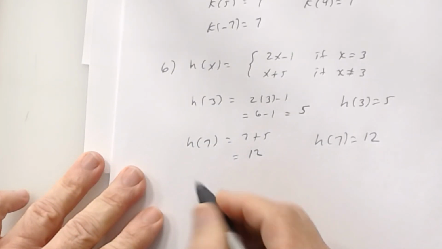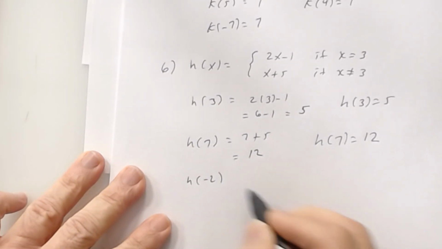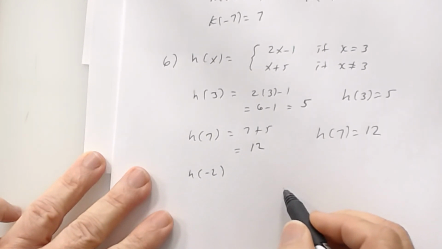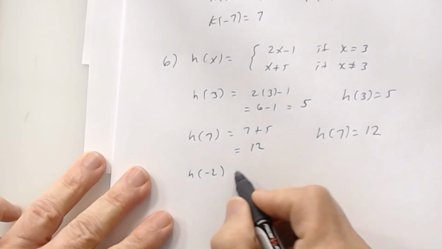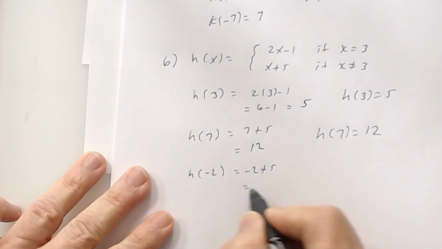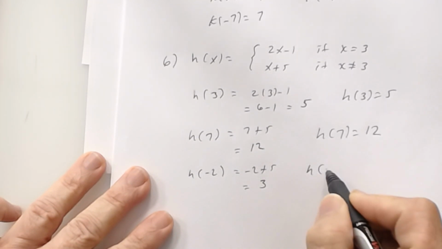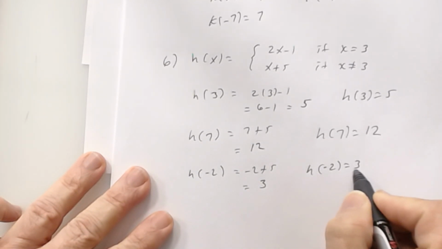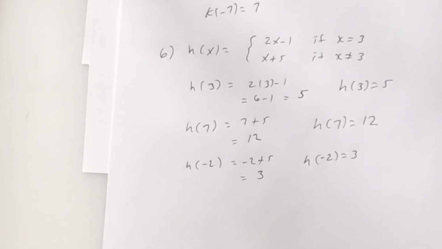So h of 7 equals what? 12. What is h of negative 2? Which one do I use? Bottom. So I get negative 2 plus 5, which is 3. So h of negative 2 equals 3. All right, so that's the idea with those. Now let's do one more with this.